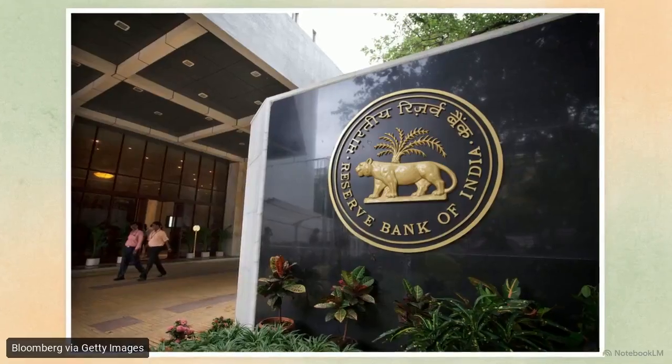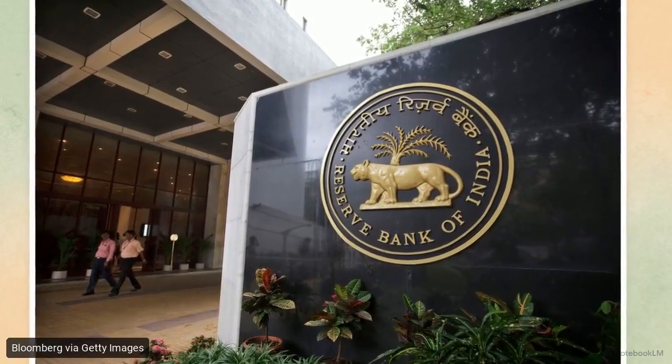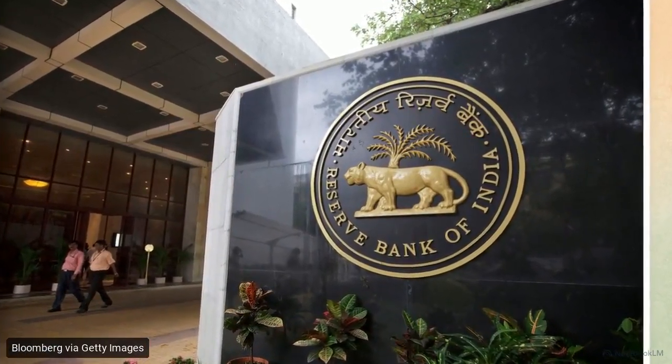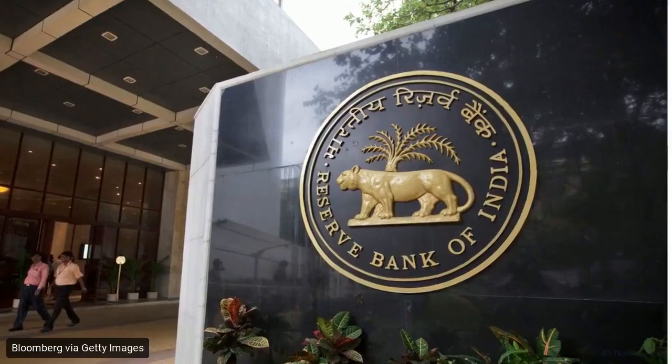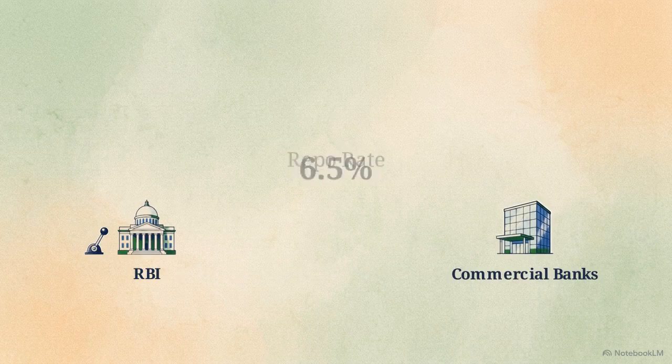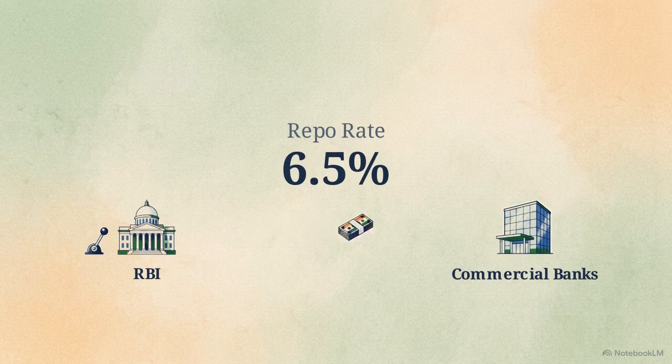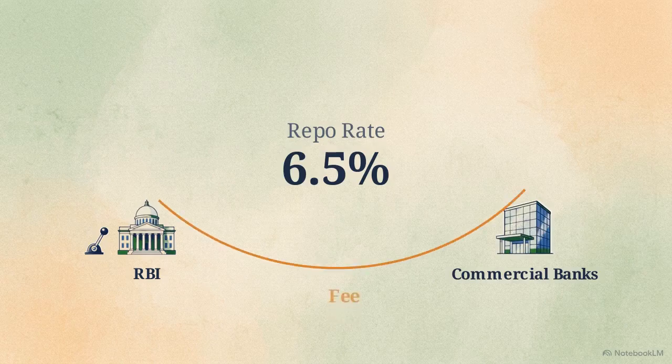To prevent the currency from losing its value, a central authority steps in. In India, this is the Reserve Bank of India, or RBI. They are responsible for controlling the national money supply. Their main tool is the repo rate. Think of this as the baseline cost of money. It is the interest rate the RBI charges commercial banks when those banks need to borrow cash.